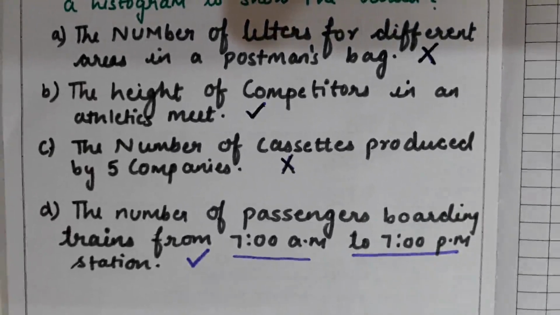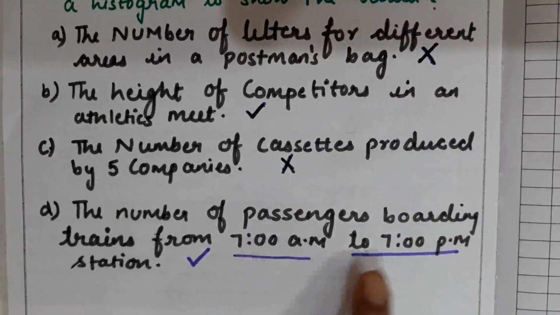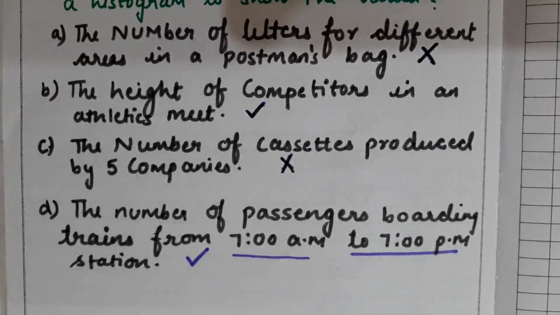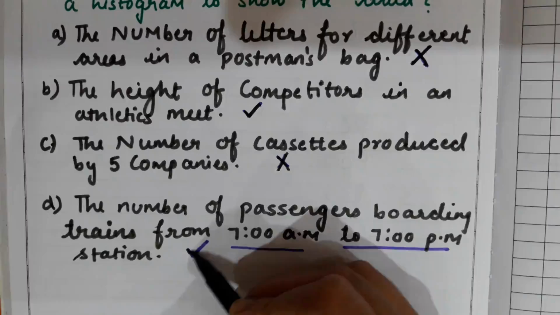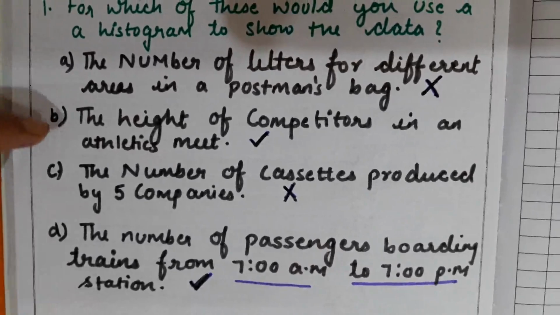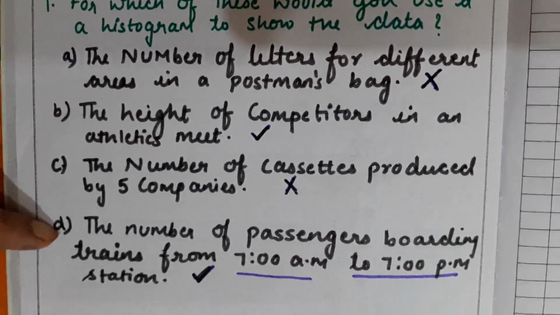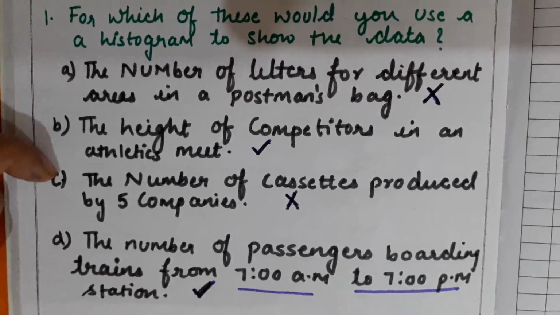Now the fourth option is the number of passengers boarding a train from 7 AM to 7 PM at a station. We have a range of time here, so we can make intervals like 7 AM to 8 AM, 8 AM to 9 AM, 9 AM to 10 AM, 10 AM to 11 AM and so on. So here intervals are possible, so in this option we can make a histogram. So among the 4 options A, B, C, D, B and D are the options in which we can make a histogram. In A and C, a histogram is not possible.